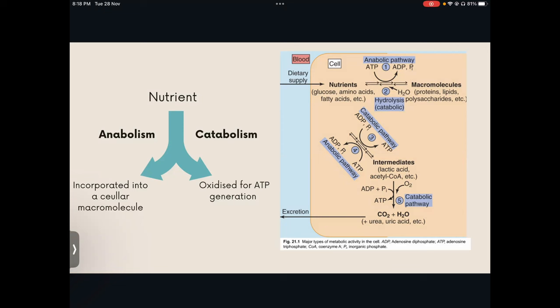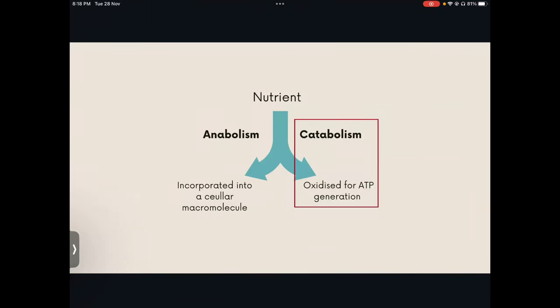Okay, thank you. Now, for catabolism, we said it's oxidized for ATP generation, but how exactly is this done, or what is the process that is happening here? This process, we call it fuel oxidation. So, what is fuel oxidation?